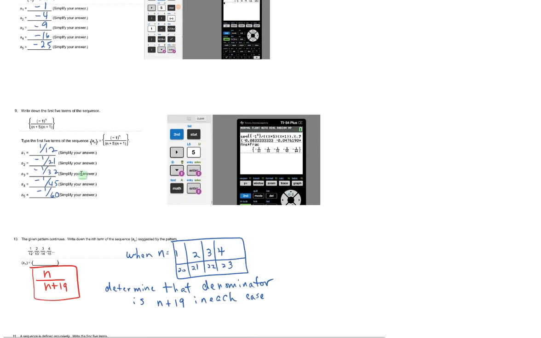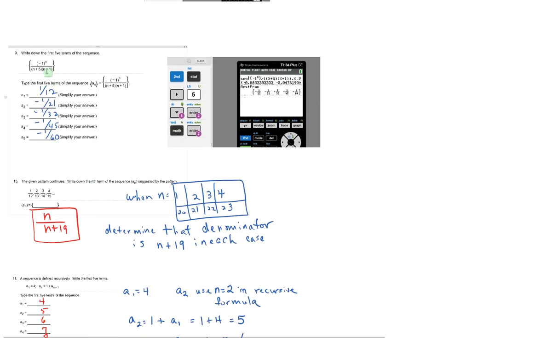All right, let's do number 9. This is the sequence, definitely complicated, and again, you can do that by hand. You can plug in 1, 2, 3, 4, 5, but this is pretty easy.